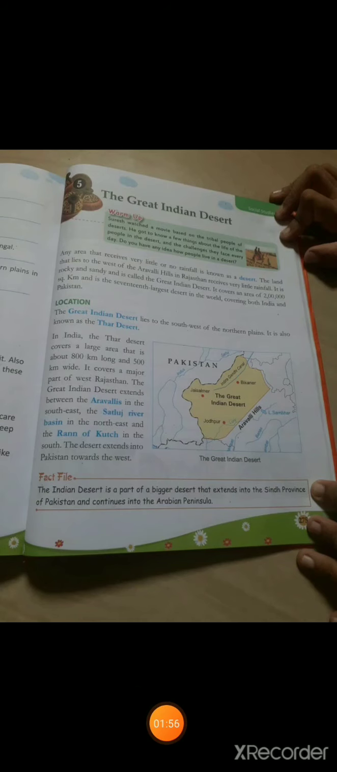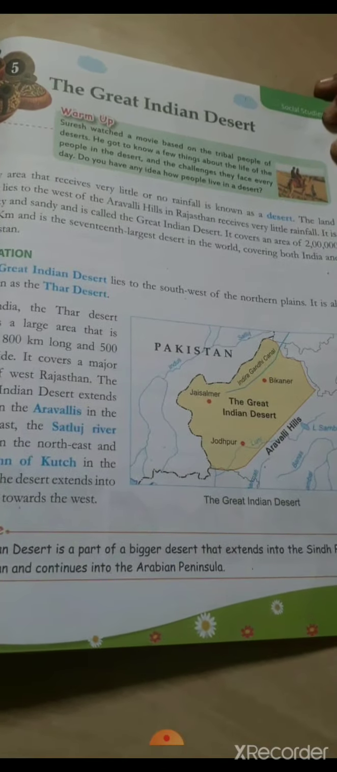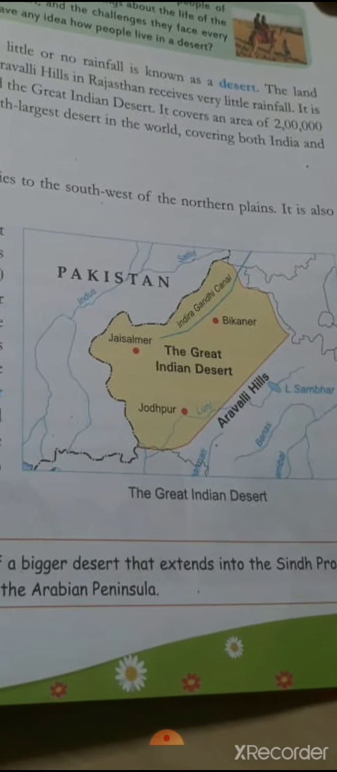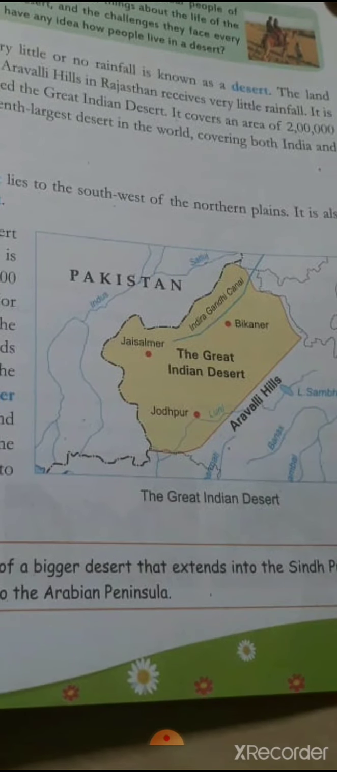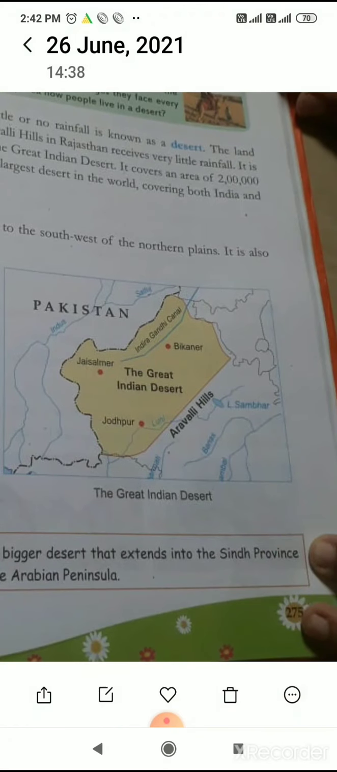In the given figure, we can see the Great Indian Desert where various cities of India are located like Jaisalmer, Jodhpur, and Bikaner. And also the Indira Canal flows through this desert. On the left, we can see Pakistan, and on the right, we can see the Aravalli Hills. And in the south, there is the Rann of Kutch, which is also a type of desert.